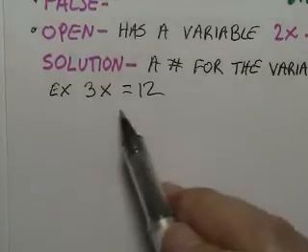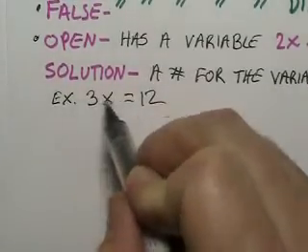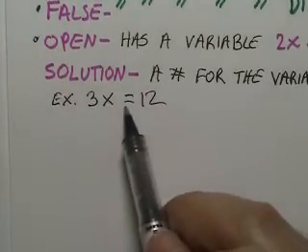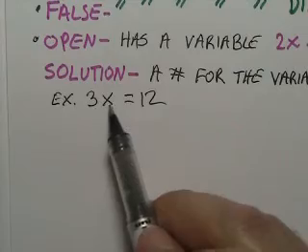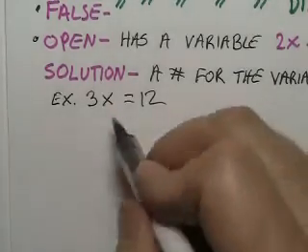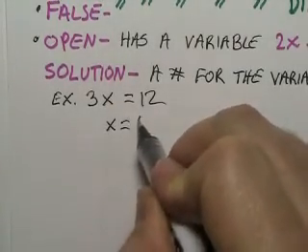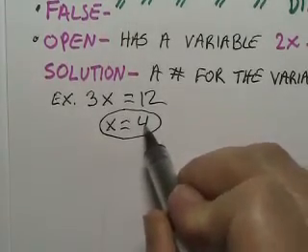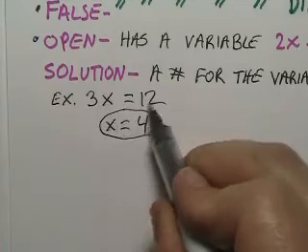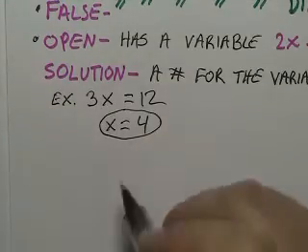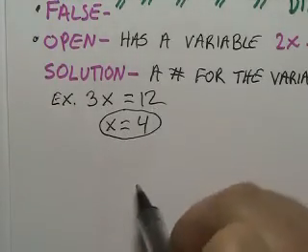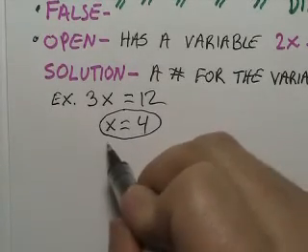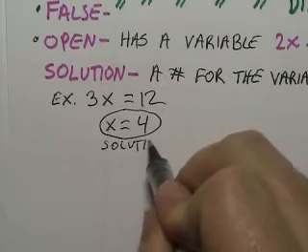Okay, here's an example of that. Let's say we have 3x equals 12. 3 times something is 12. Well, we know that x has to equal 4. This is the solution. 4 is the answer that makes this equation true. I can't put a 2 in there. That wouldn't be true. The only thing that'll work is a 4. 3 times 4 is 12. 4 is what we call the solution.